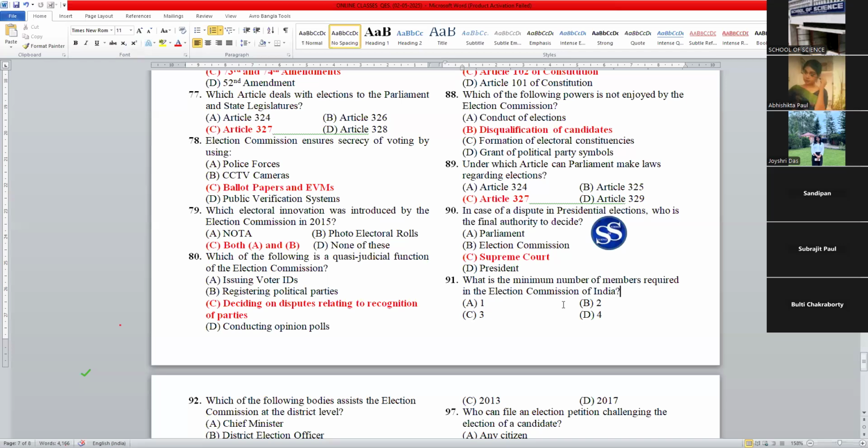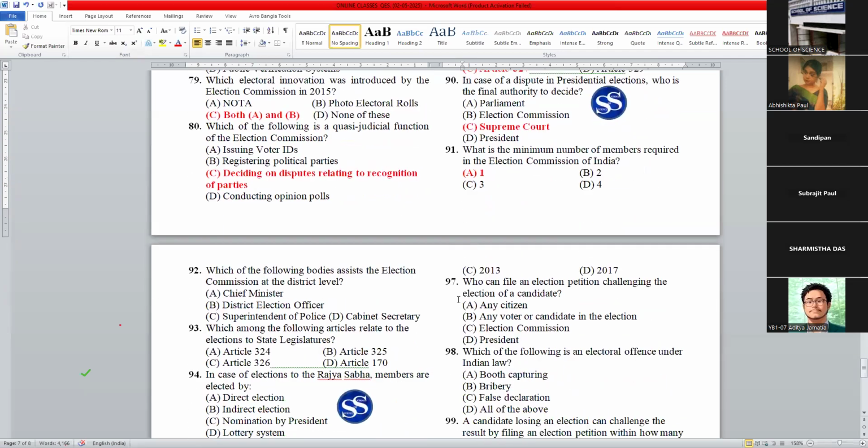The Election Commission initially had a single member, but now it typically consists of how many members? 3 members. And the 3 members are the Chief Election Commissioner and two other election commissioners. However, the minimum number of members required for the commission is only 1. Could you follow? It's only 1. So maximum is 3 and minimum is 1.